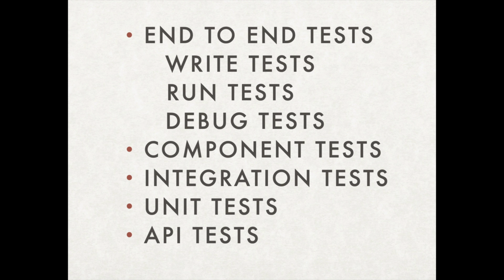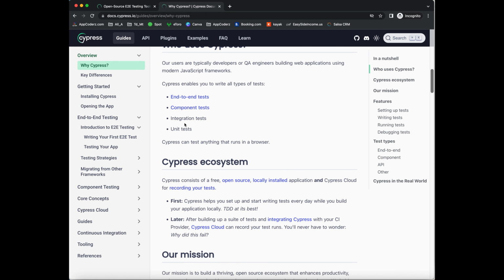Besides end-to-end testing, you can also do component tests, integration tests, unit tests, and some people are even writing API tests. So they give more detail here. They don't mention much about APIs here. Cypress wasn't really meant for API testing, but there's some capabilities and people are exploring and trying to use it.